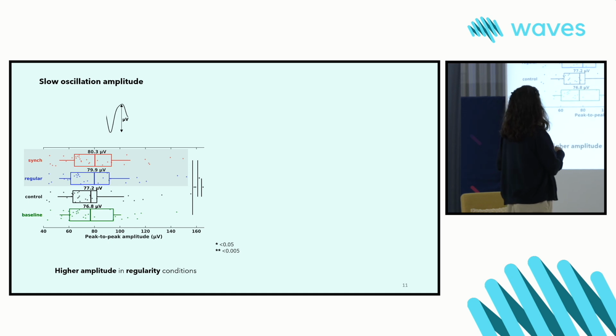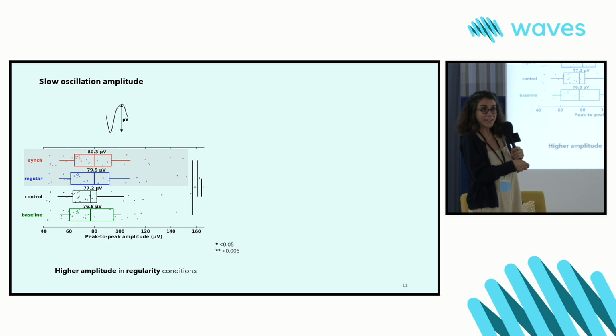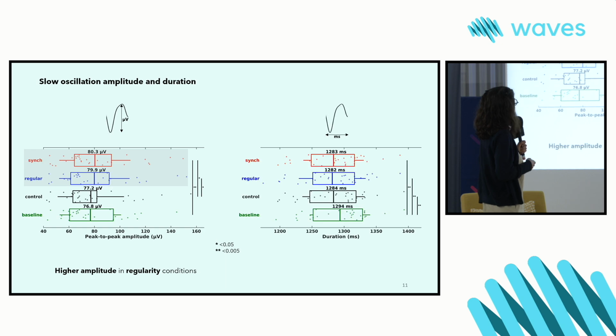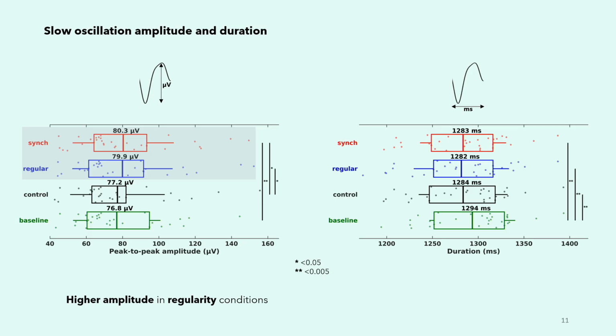what you can see is that in the conditions of auditory regularity, we have higher amplitude compared to the control conditions where no such regularity exists. More interesting to me is actually the duration, where you can see that across all of our auditory conditions, we show a reduced duration for the slow oscillations compared to the baseline condition without auditory stimulation.